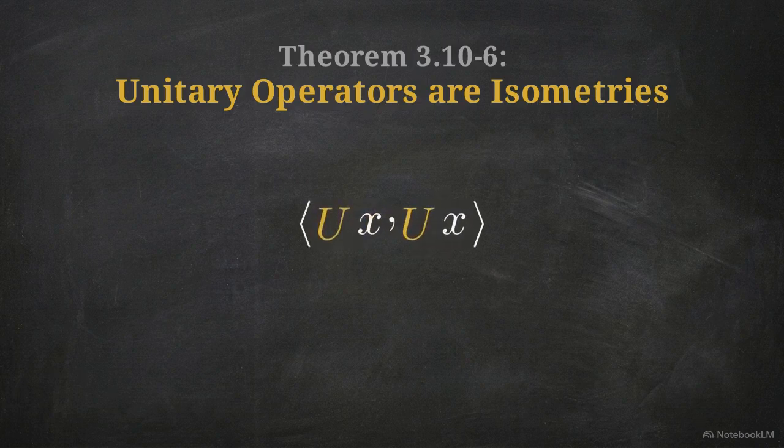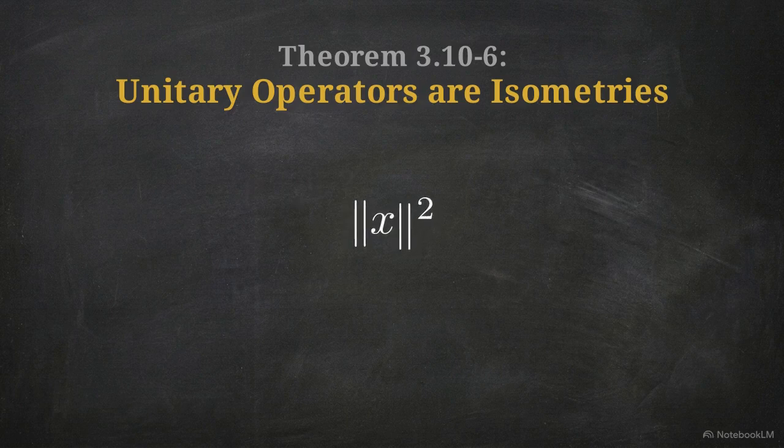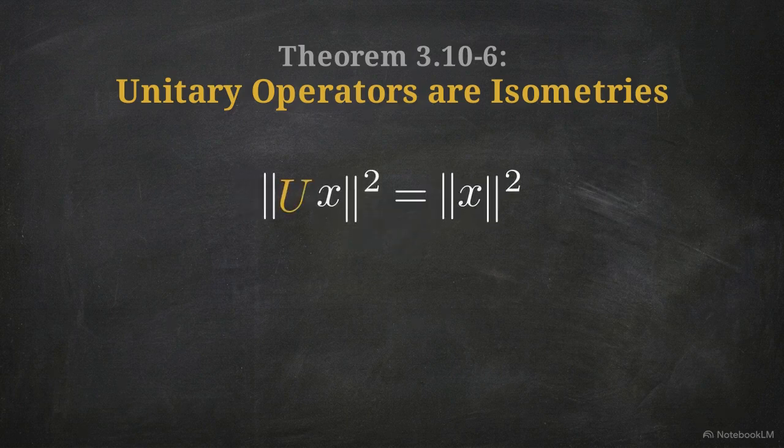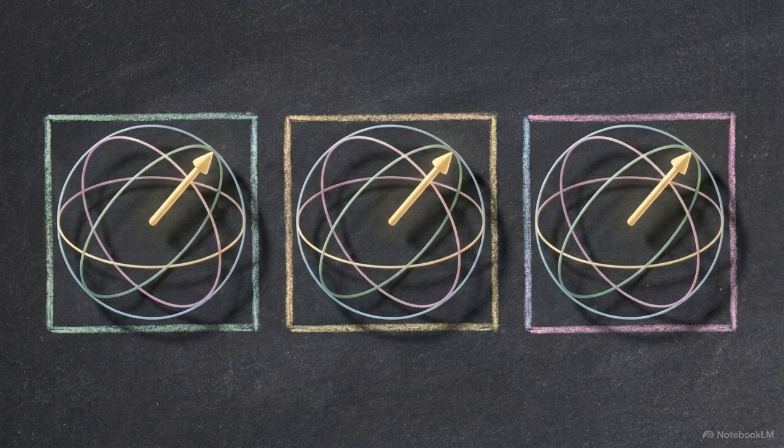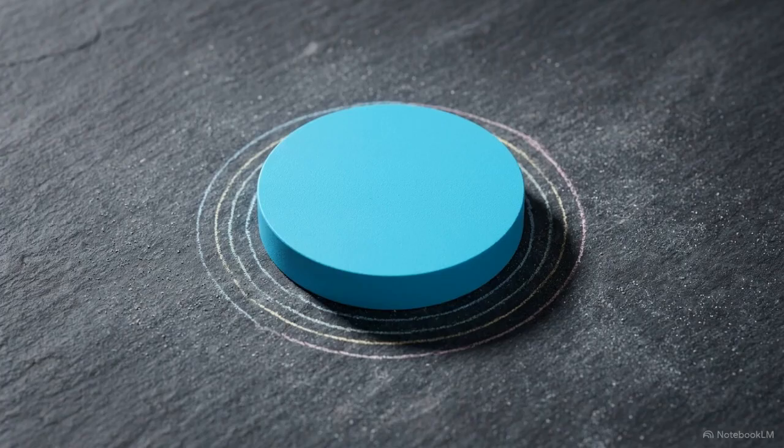If we simply look at the norm of the transformed vector Ux and shift the U to the second term as an adjoint, the U and its inverse adjoint collapse into the identity. The output vector's length is identical to the input's length. The operator's norm is exactly 1. This makes unitary operators the standard for quantum time evolution. They allow a system to change over time while ensuring the total probability of all outcomes remains exactly 100%.